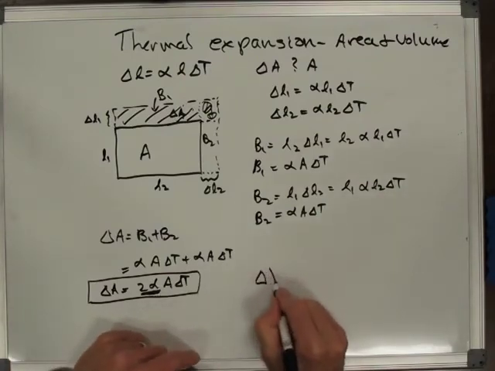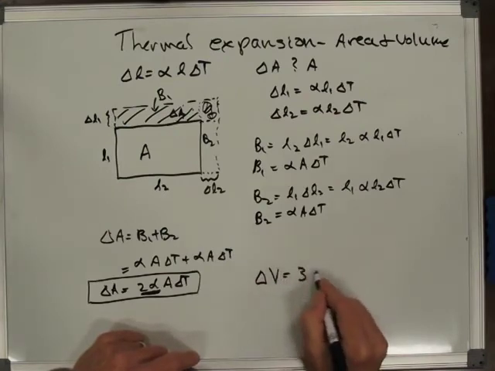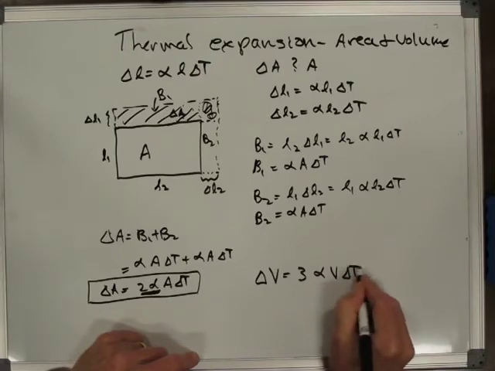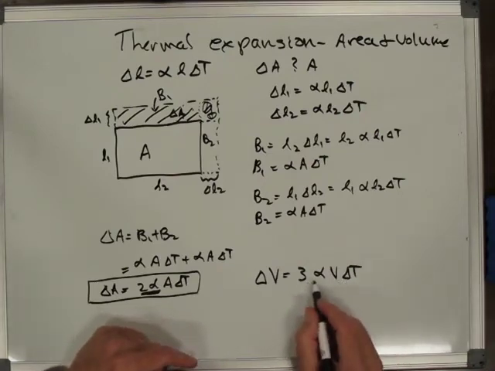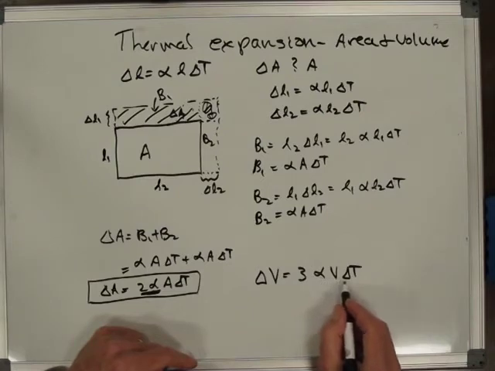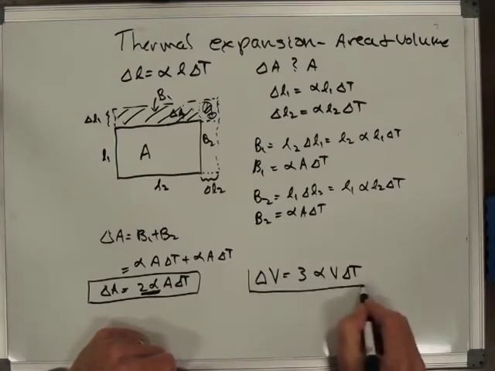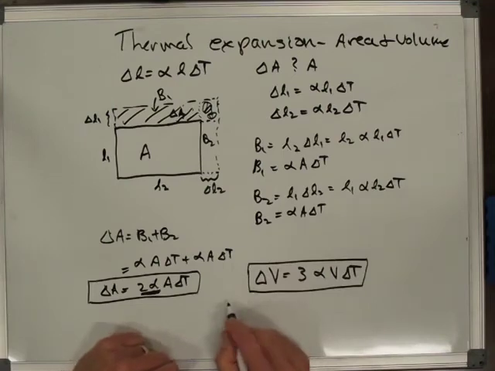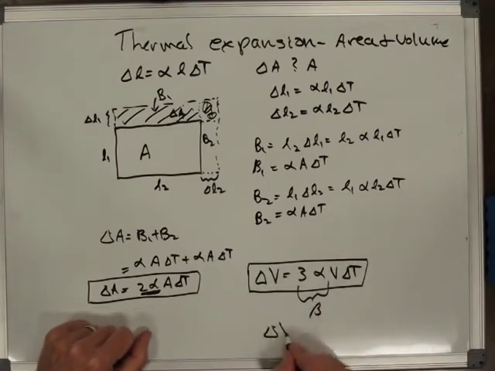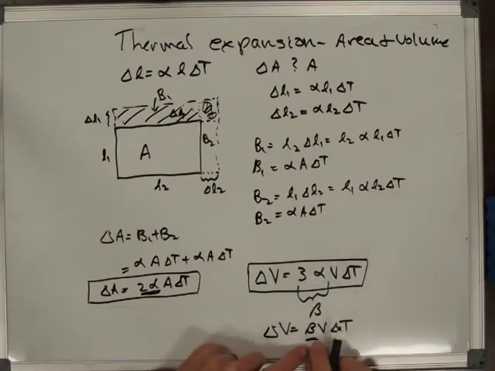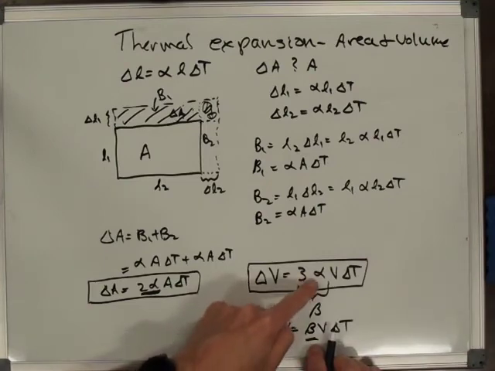And you can show that the same thing is true for volume. Delta V is equal to 3 alpha V delta T. So if I have a gas can, its change in volume for a given temperature change is just 3 times the coefficient of linear expansion times the volume times the temperature change. For area it's 2. Sometimes you'll see this 3 times alpha referred to as beta, and then you'll see delta V is equal to beta V delta T, and they call this the coefficient of volume expansion, but it's just 3 times the coefficient of linear expansion.